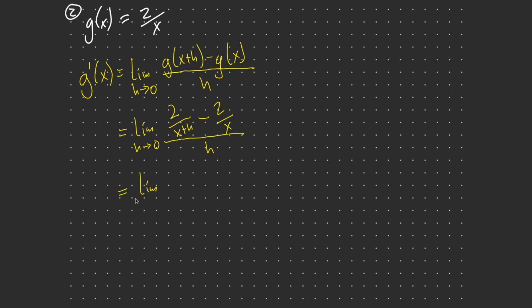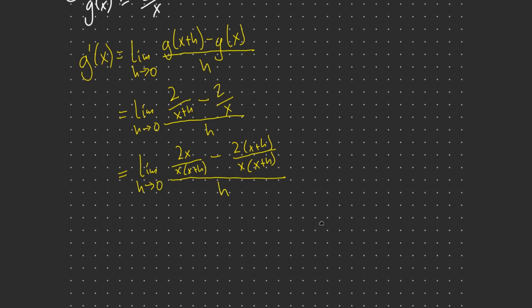I'm going to breeze through this, but you might need to review adding fractions when you have expressions with x's like these. Basically the common denominator is going to be their product here. So I get 2x over x times x plus h, minus 2 times x plus h, divided by x times x plus h. You can see what I did to get from this numerator to this numerator. And we still have this whole thing over h.